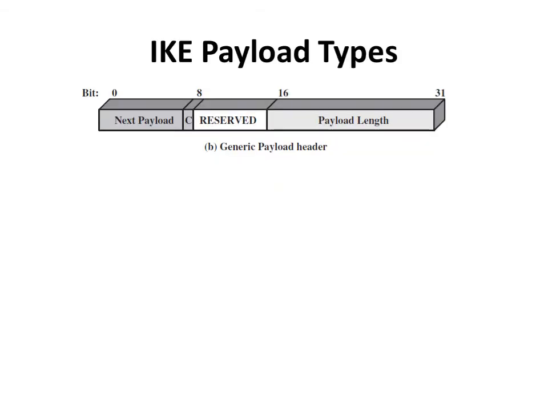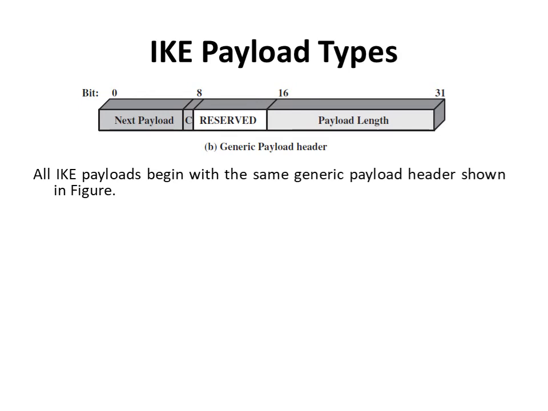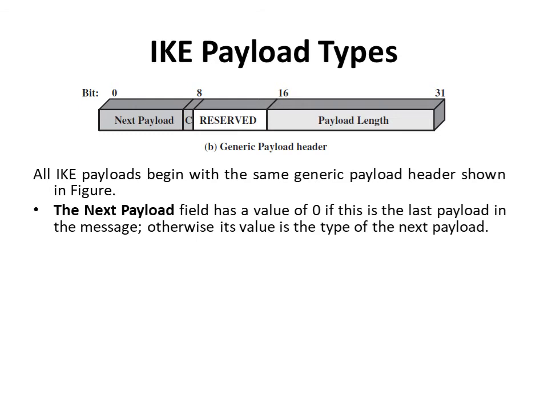Next, let us look at the IKE payload types or the generic payload header. So all IKE payloads begin with the same generic payload header as shown in this figure. The next payload field here has a value of 0 if this is the last payload in the message. Otherwise, its value is the type of the next payload.